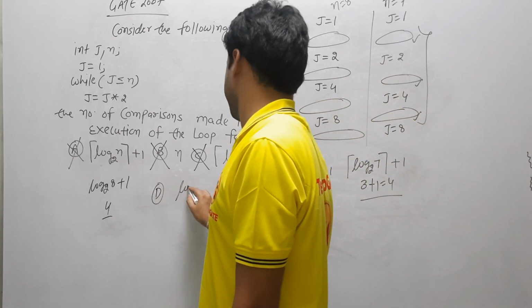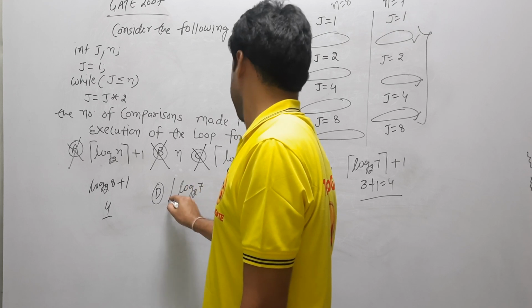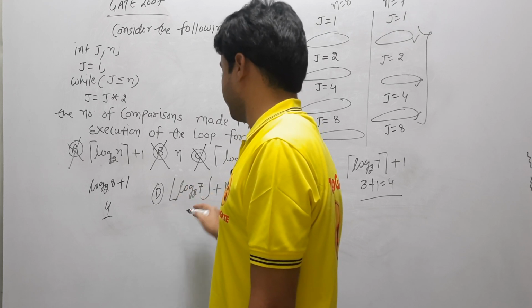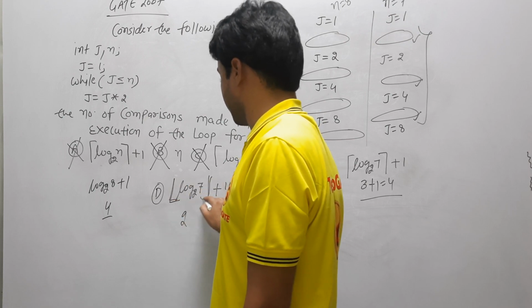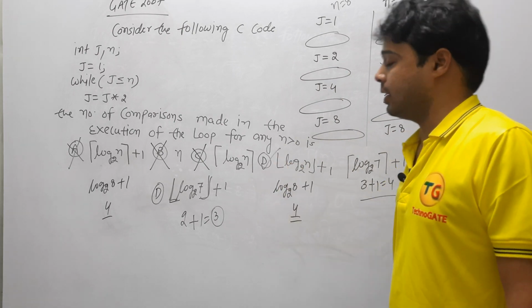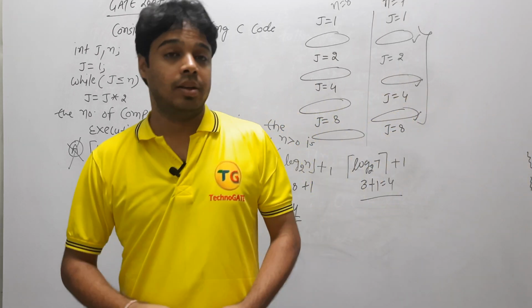Now what is D? D is floor of log n, log 7, plus 1. Log 7 is 2 point something, which means 2 only because of the floor function. Plus 1 gives 3. So what is the correct answer here? D. D for Delhi is the correct answer.